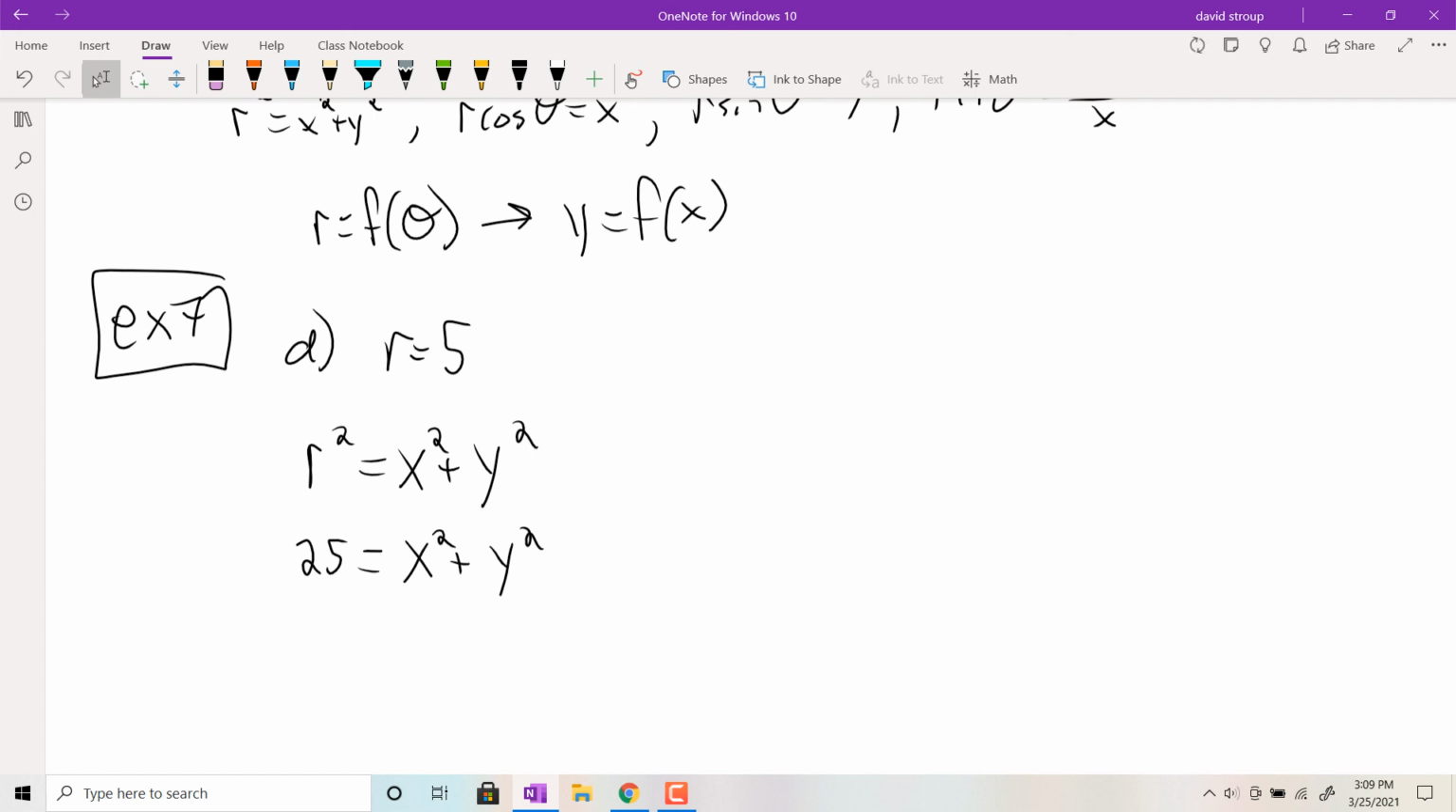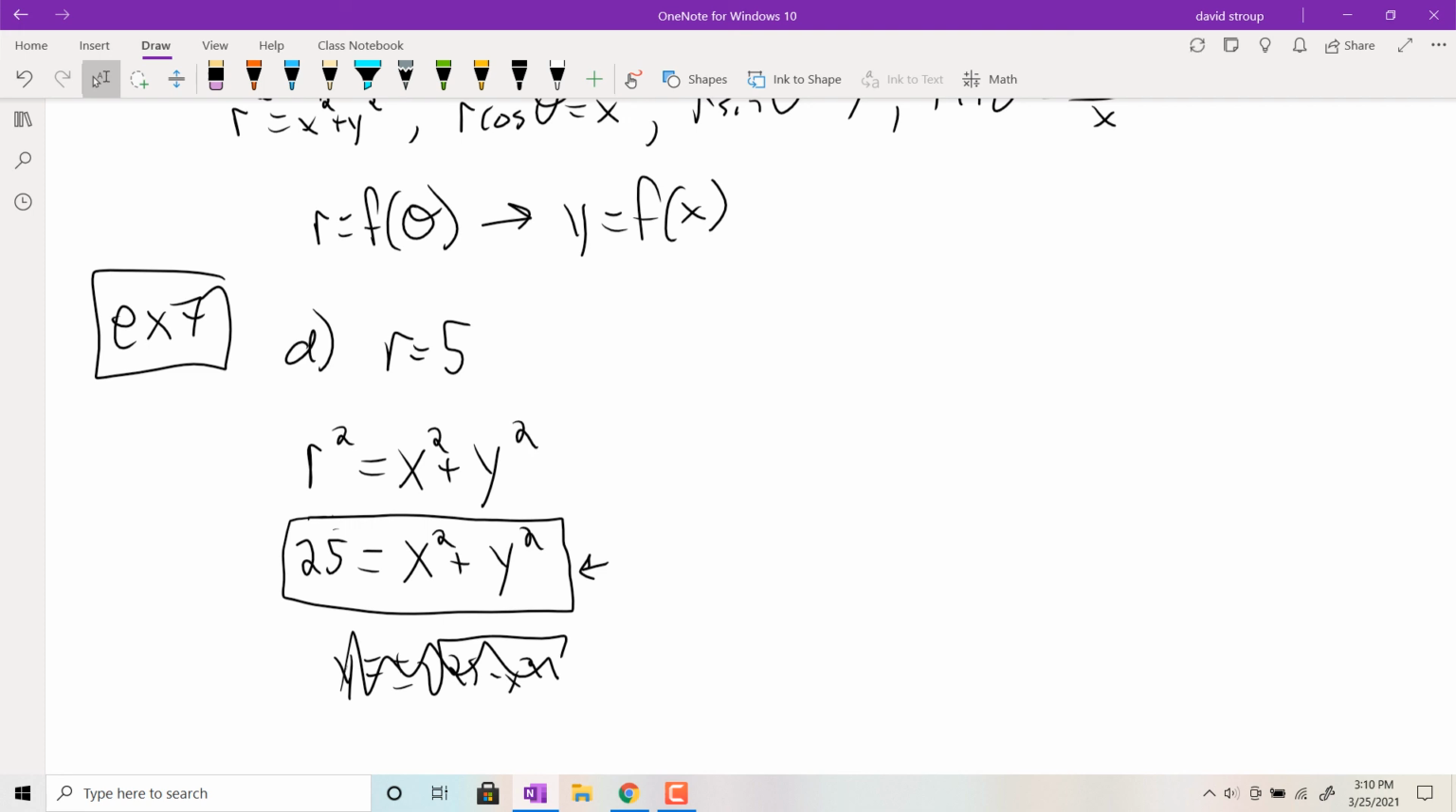I mean, it's something identifiable. I don't need to solve it for y. This is a circle with origin 0, 0 and radius 5. So just leave it in that form. If it's really identifiable, you don't need to solve for y. It's better to leave it like this, because you're probably not going to recognize y equals plus or minus square root of 25 minus x squared as well. I'd rather have it in this form. So that's going to be our answer.